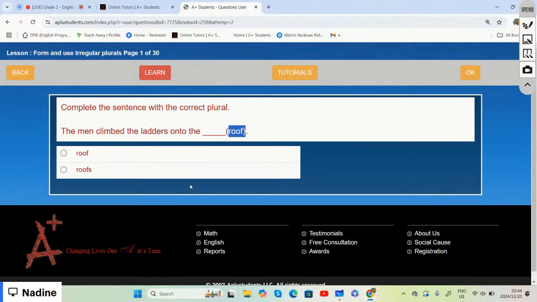And if we were to choose the correct option, then if we want to show that there's more than one, we say roofs with an S.